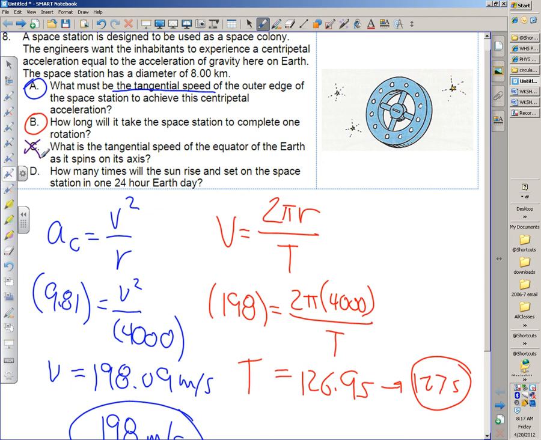Which I hope by this point in your life, whether you're a science person or not, you realize that's why the sun rises and sets, right? Because we spin around in a circle.